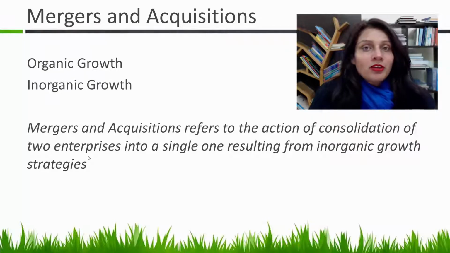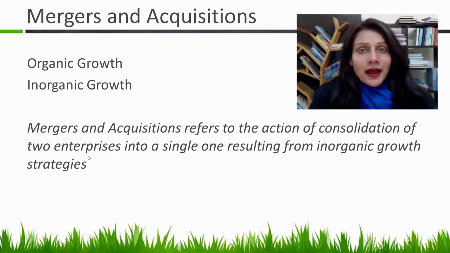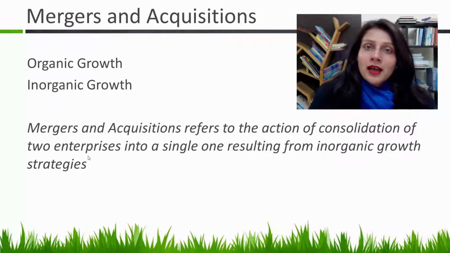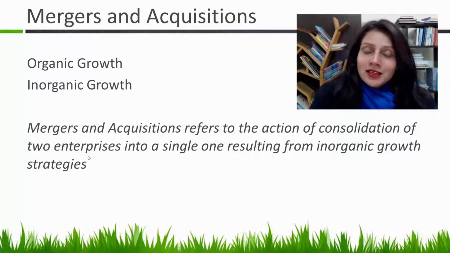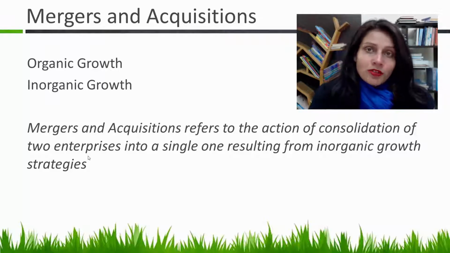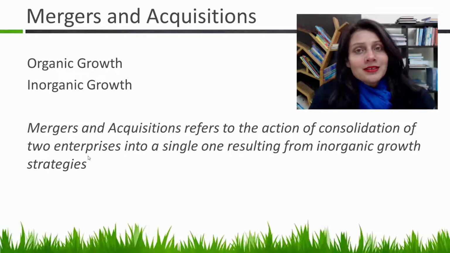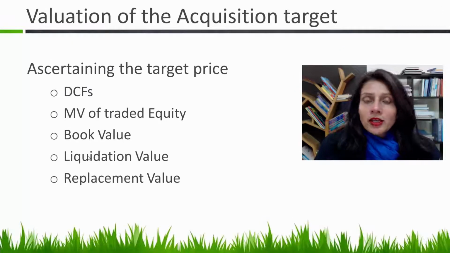In this lecture, I will only be talking about inorganic growth and mergers and acquisitions. The company that is buying a company will be called an acquirer, and the company which is being bought will be called the target company. Then I will be using words like consolidated or combined, which will show the state of the company once it has acquired the target. Now let's move on to see how one can calculate the value of an acquisition target.